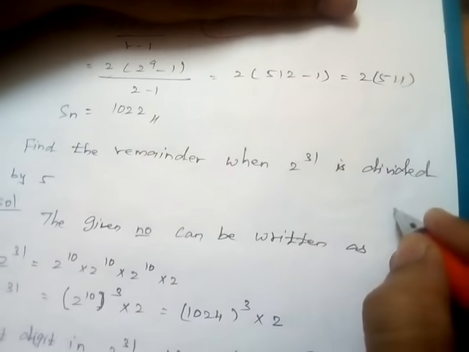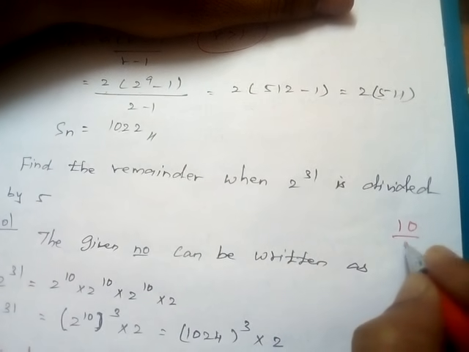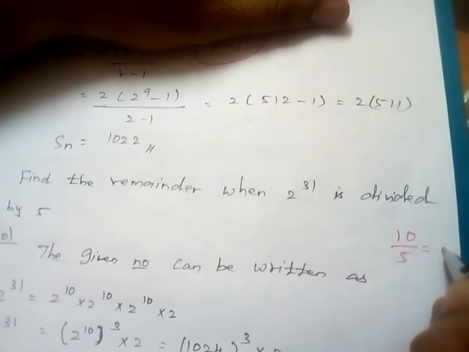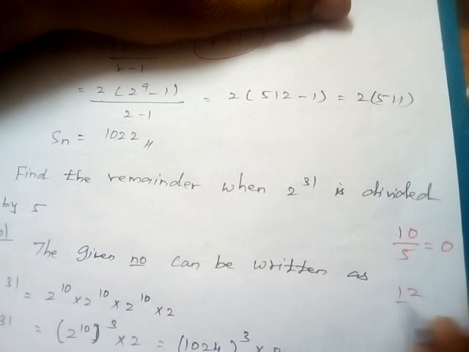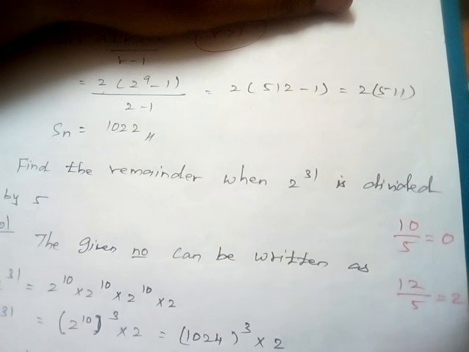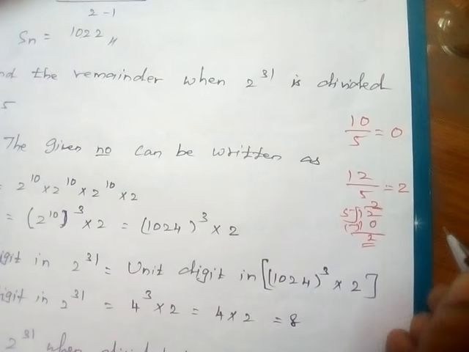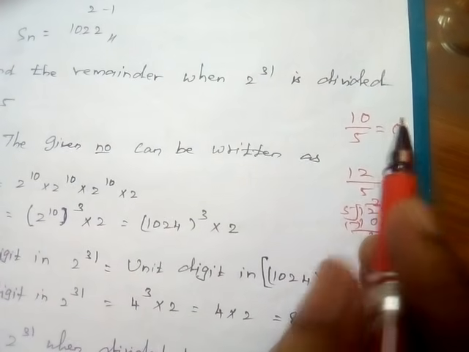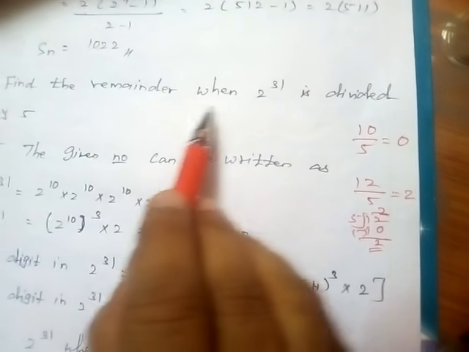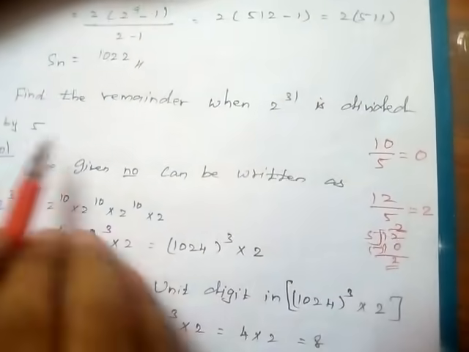Normally, for example, 10 divided by 5 means what? The remainder is 0. Suppose 12 divided by 5, what is the remainder? 2. We know, because 12 divided by 5, 2 fives are 10, so the remainder will be 2. So now we are going to find the remainder when 2 power 31 is divided by 5.